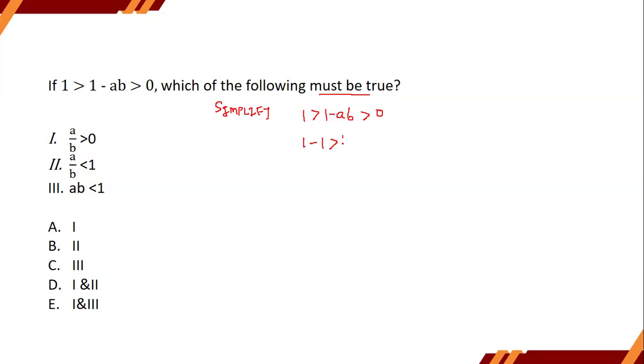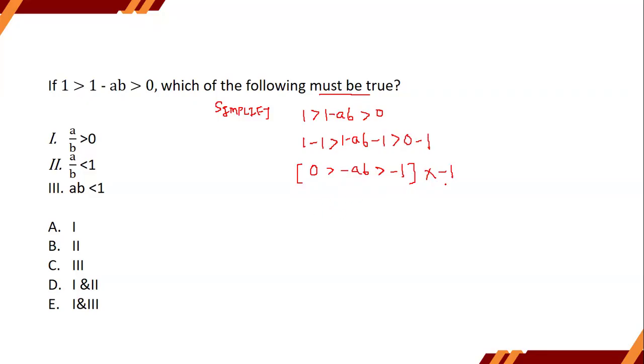So 1 minus 1, 1 minus AB minus 1 is greater than 0 minus 1. This gives us 0 is greater than minus AB is greater than minus 1. All right, so here minus AB lies between 0 and minus 1. We will convert it to positive AB. In order to convert it into positive AB, we need to multiply this by negative 1, right?